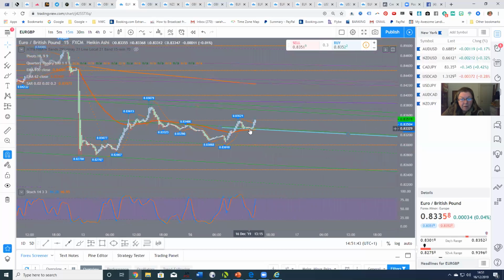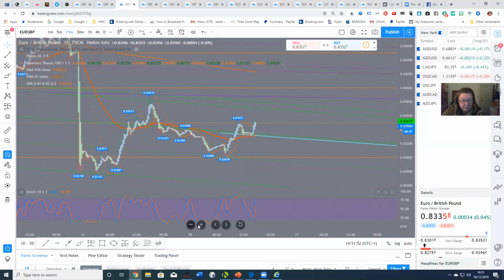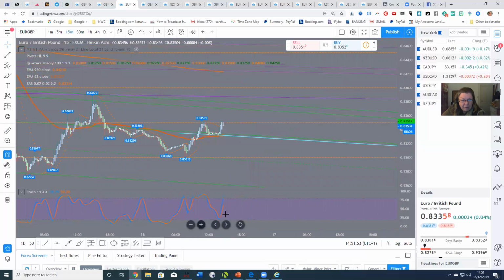So we've had a SAR flip back up. We haven't got very big volume candles on the 15-minute. Our lines are not close together. So I'd keep an eye on this for it going above 80, maybe even up to that first price that I gave you, or is it now turning and rejecting off quarter theory?